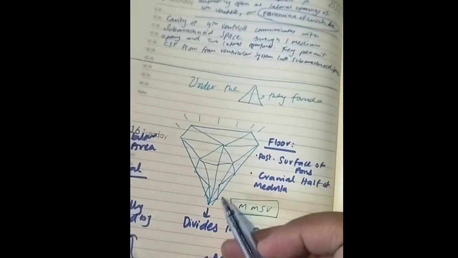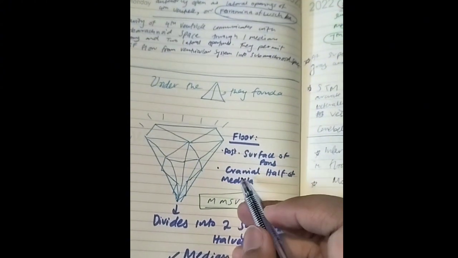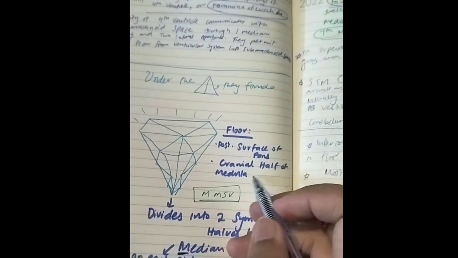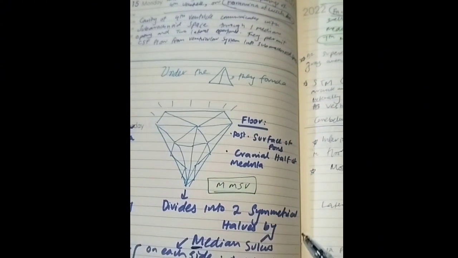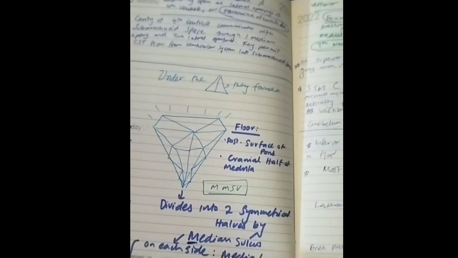Now let's talk about the floor. In the floor, we find a diamond. The floor is made up of the posterior surface of the pons and the cranial half of the medulla. It is symmetrically divided into 2 halves by a median sulcus. And on each side of the sulcus, we have the median eminence.